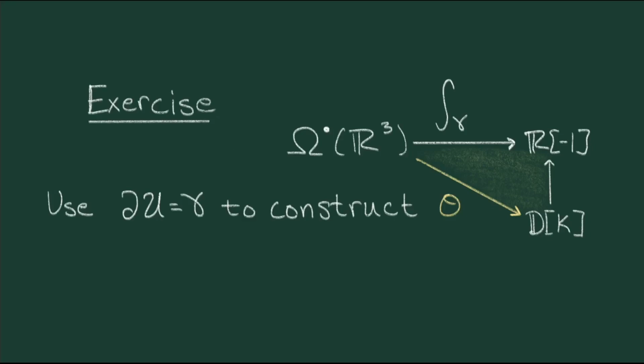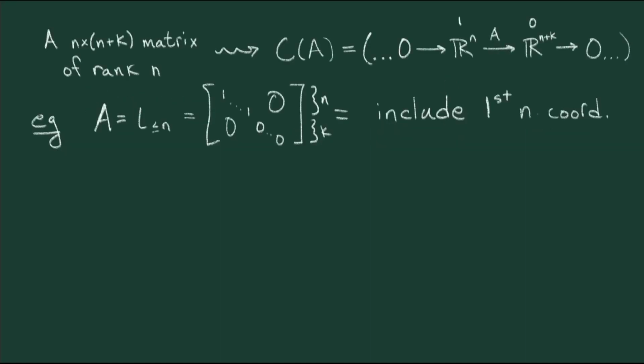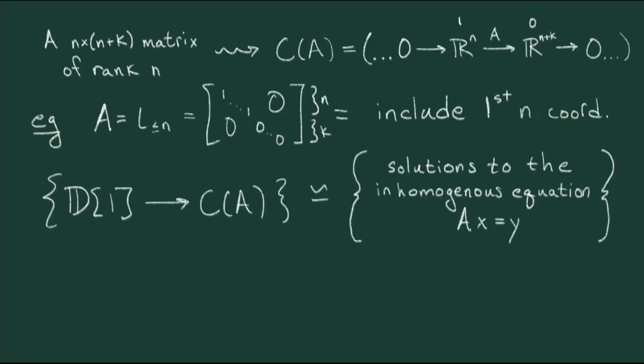As an exercise, I suggest using a region which bounds a loop gamma in 3 dimensions to produce a coboundary of integrating along gamma. Hint, use some variant of Stokes' theorem. We can use an n by n+k matrix A to construct a chain complex, the cofiber of A. For simplicity, we'll assume that the rank of A is n. For example, A could be iota_n, a matrix in reduced row echelon form. Geometrically, this is the inclusion of an n-dimensional space into an n+k dimensional space as the first n coordinates. In the coming lectures, I'll go deeply into the cofiber construction.